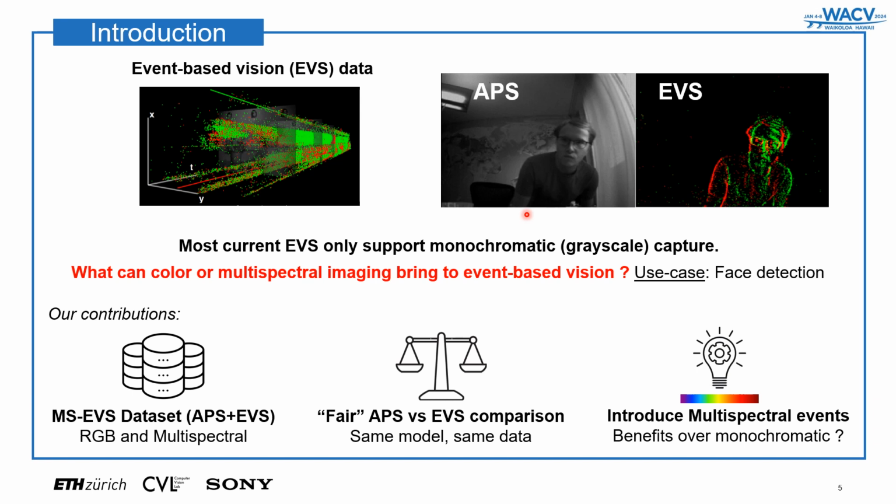In our paper, we focus on exploring what color and infrared data could bring to event-based vision. We choose face detection as an example task, but our approach could generalize to other computer vision applications. We introduce the concept of multispectral events and propose a one-on-one comparison of APS and EVS over multiple bands. To do this, we share with the community the first large-scale bimodal multispectral dataset with frame-based and event-based data.